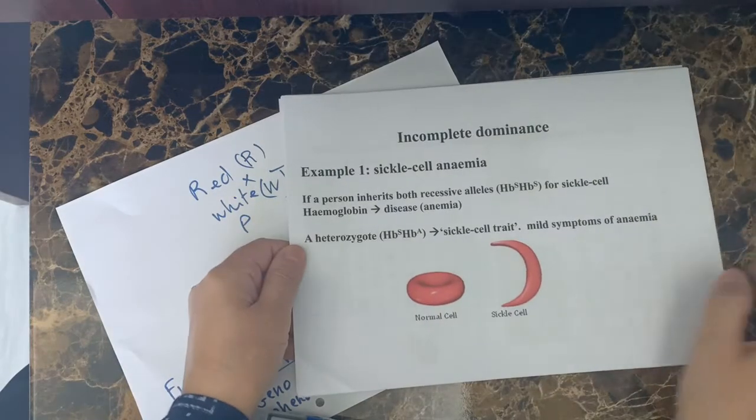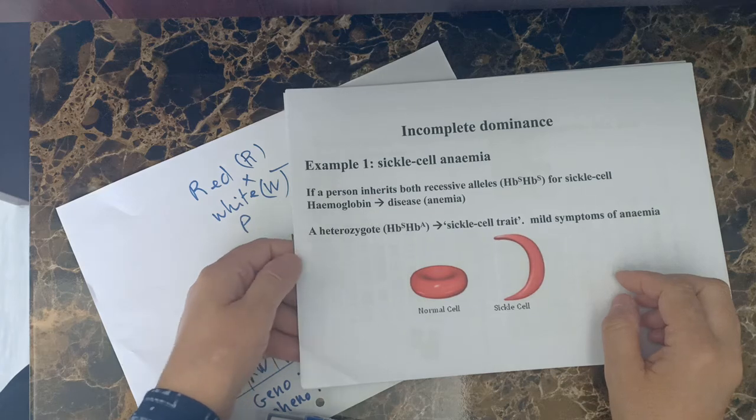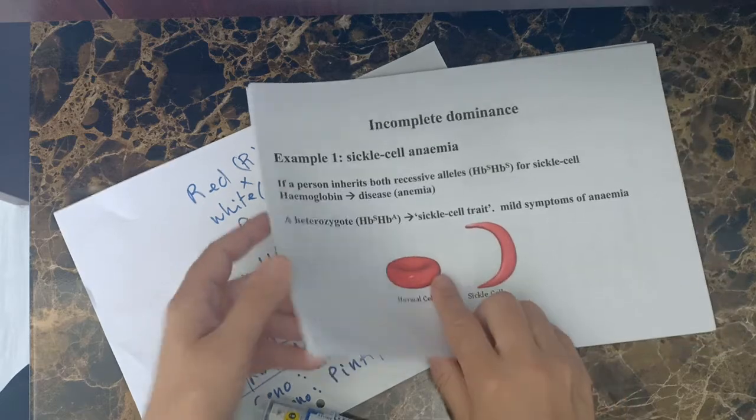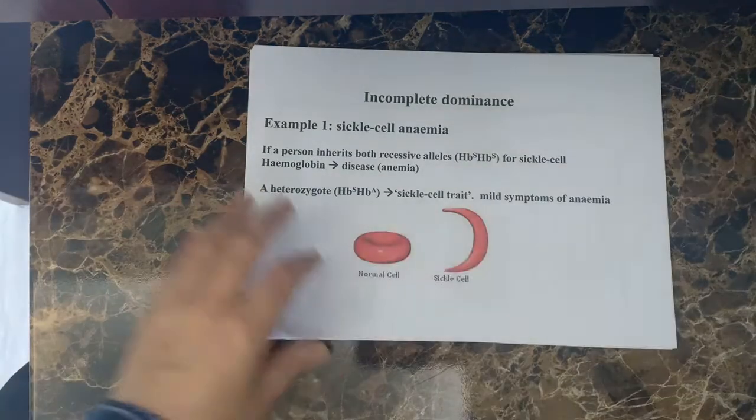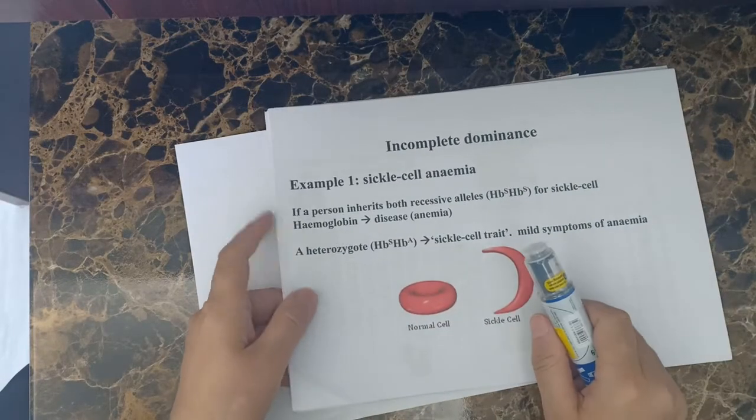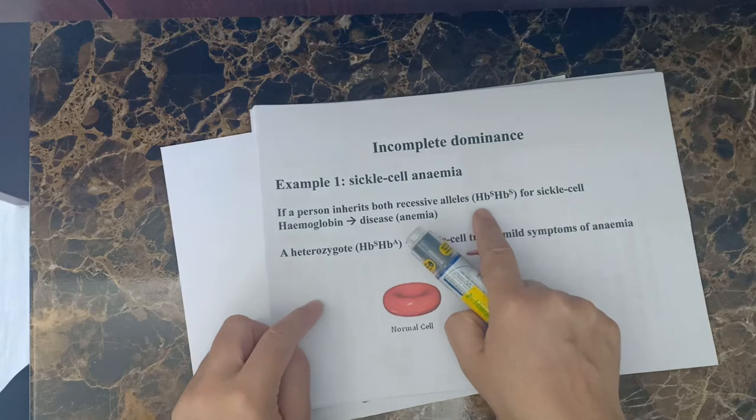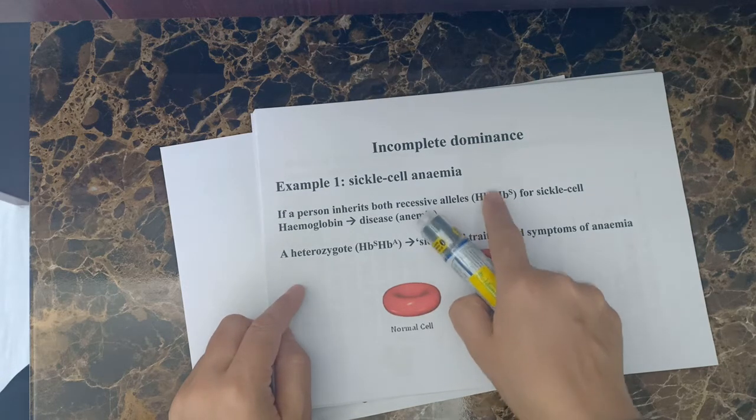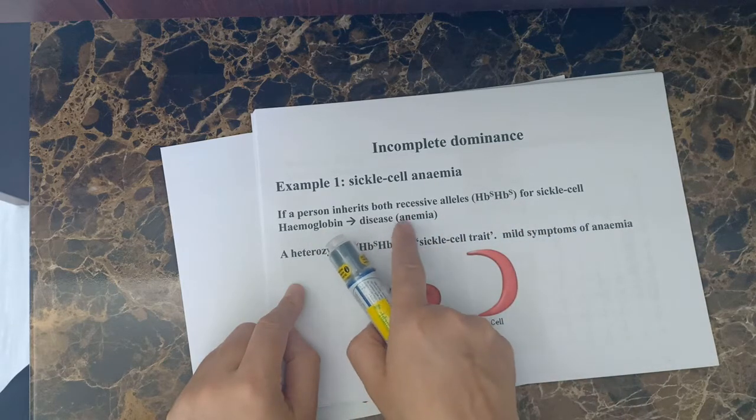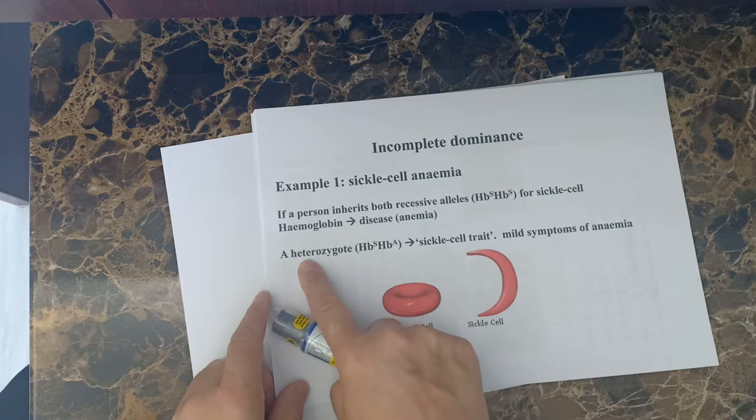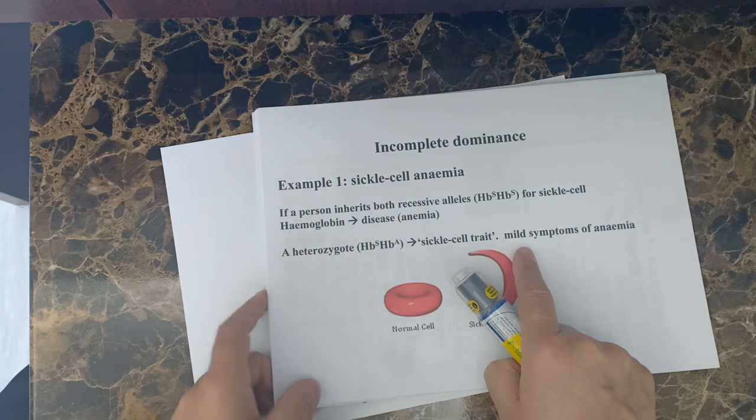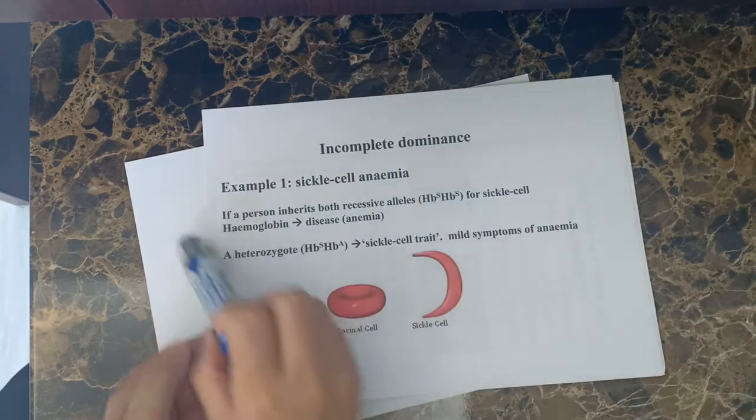Here, for incomplete dominance, we will see the example in humans of sickle cell anemia. If you remember, we saw this last year in chapter 17. If a person inherits both recessive alleles, HBS, the recessive alleles for sickle cell hemoglobin, then he will have the disease. A heterozygote, HBS HBA, will have the sickle cell trait, with mild symptoms of anemia.